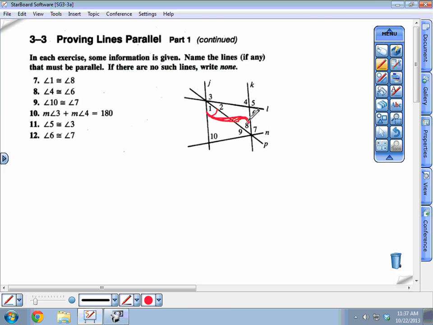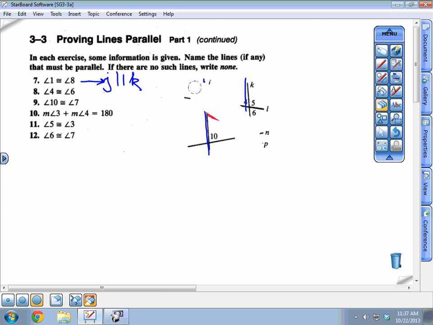Okay? Well, think about it: it says name the lines that must be parallel. So let's name the lines. If those are alternate interior angles, they are alternate to J and K, right? So J is parallel to K for number 7. Do you have to put a line on top of it or anything, or just leave the letters? You just use the letters. All right. It says you can name those lines, okay? Whoops. I don't want to do that.